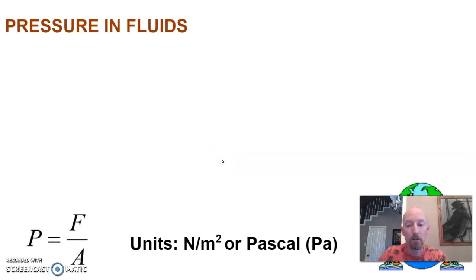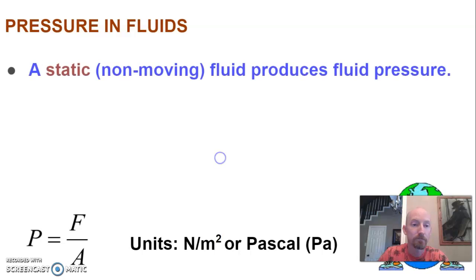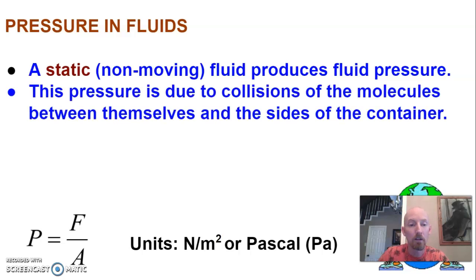So I want to talk about the nature of pressure in fluids. Why do fluids exert pressure? Why does this happen? What do you guys think? A static fluid produces what's called fluid pressure. They do this because of, interestingly enough, collisions, momentum, and kinetic energy. This pressure is due to collisions.